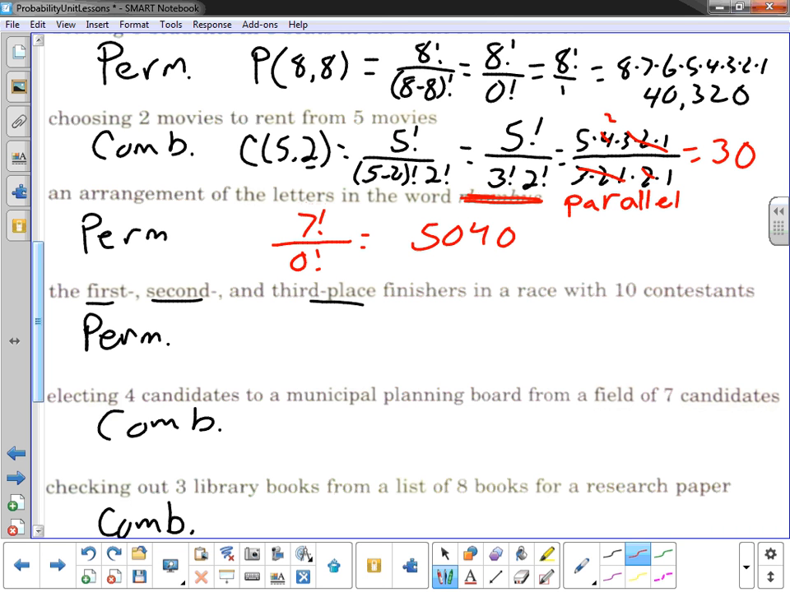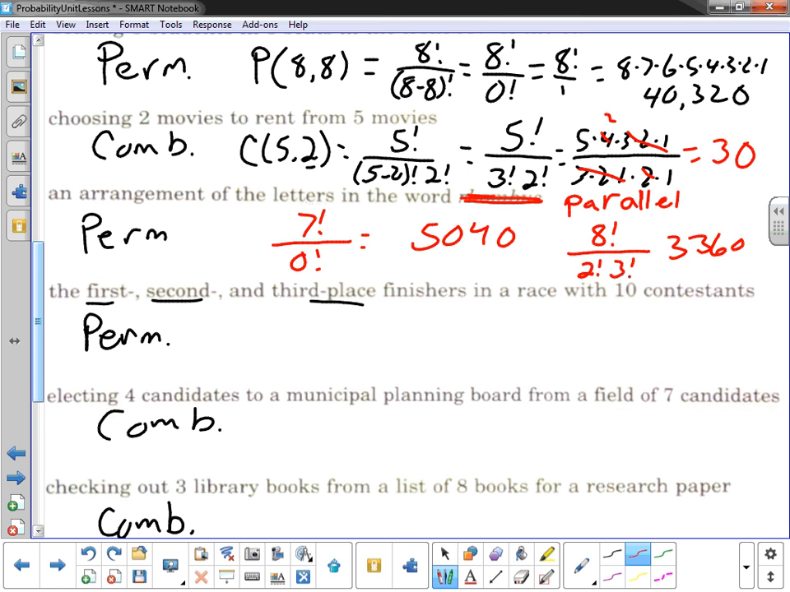I got 2, 4, 6, 8 letters, 8 factorial. Well, how many of them repeat? I've got A's are in there twice, L's are in there 3 times. So I would have 8 factorial over 2 factorial times 3 factorial. So 8 factorial divided by 2 factorial times 3 factorial. And I would get 3360.